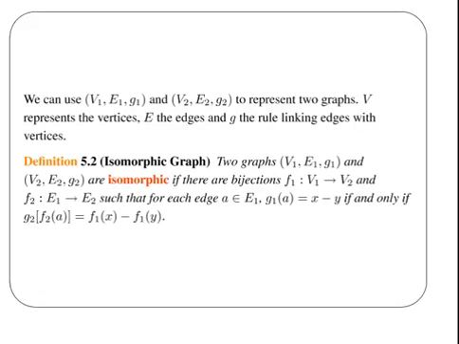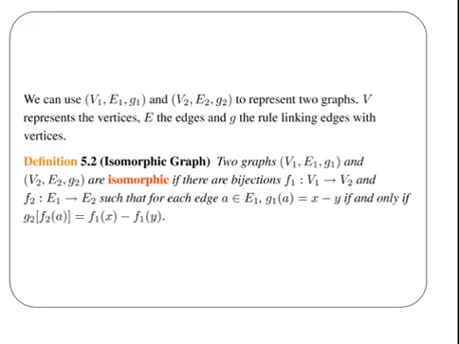We can use notation to represent two different graphs, V1, E1, G1 and V2, E2, G2. V represents the set of vertices, E represents the edges, and G represents the rule linking edges with vertices. So this is an important definition.